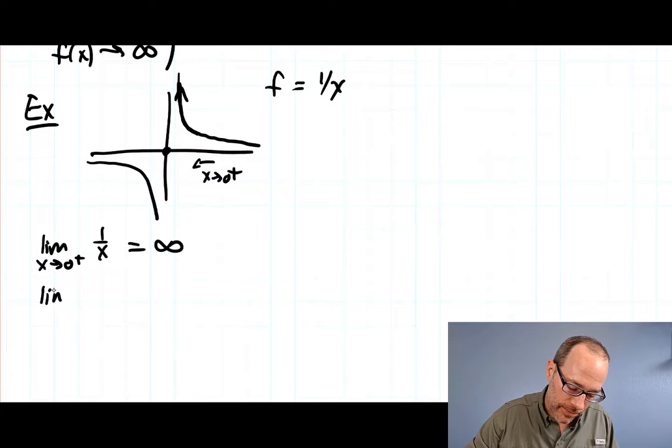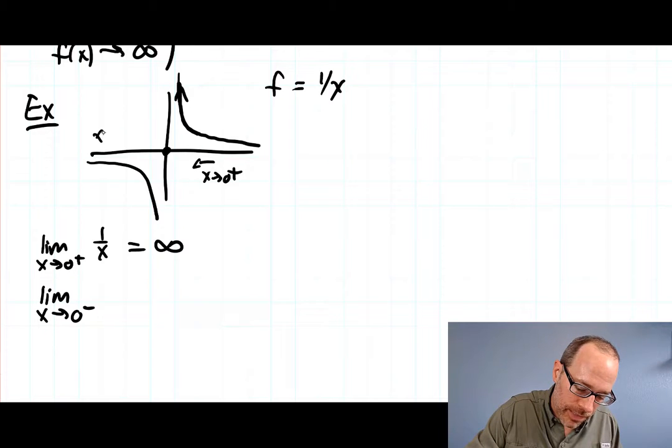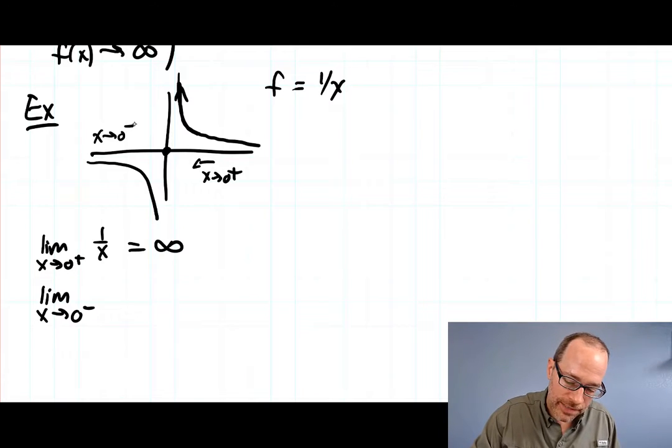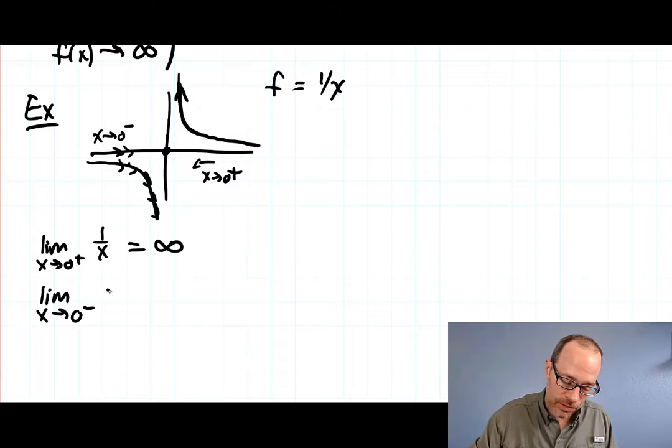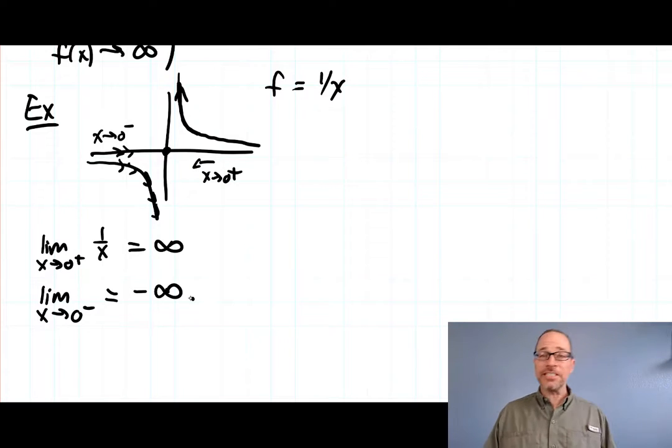Whereas the limit as x goes to 0 from the left-hand side, so this would be x going to 0 from the left-hand side, as x zips along this way, then f of x zips along this curve and heads off down to negative infinity. Okay? All right, that's infinite limits and one-sided limits.